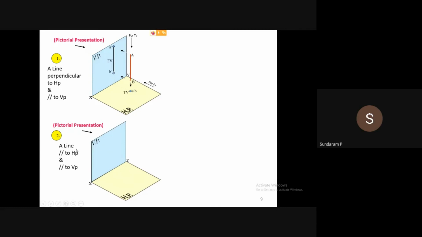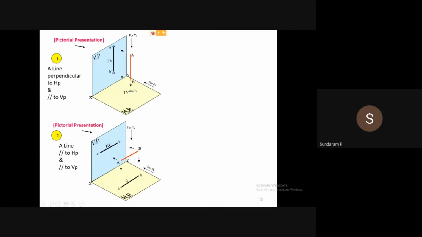Suppose we assume a line parallel to both the horizontal plane and the vertical plane. Parallel means you can see AB on the same XY orientation. When you look at the front view, we are getting the true length, and when you look at the top view, we are also getting the true length. So for a line parallel to both planes, the front view and the top view both give the true length.